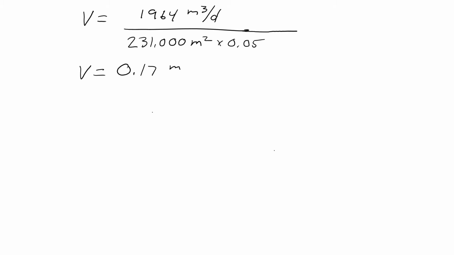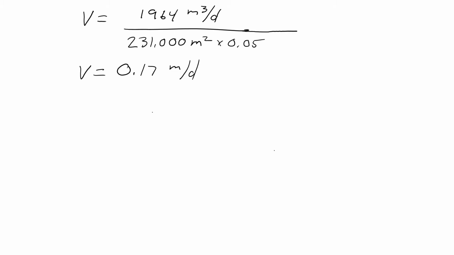0.17 meters per day. So not very far per day. And as we've talked about, most groundwater moves pretty slow. So this would move about 2 decimeters in a day.